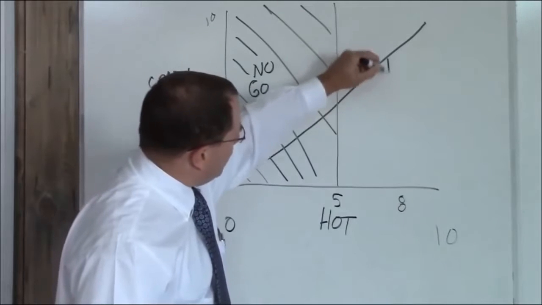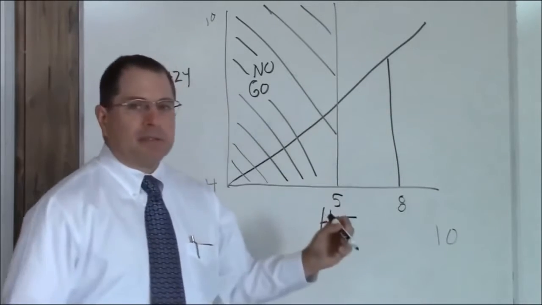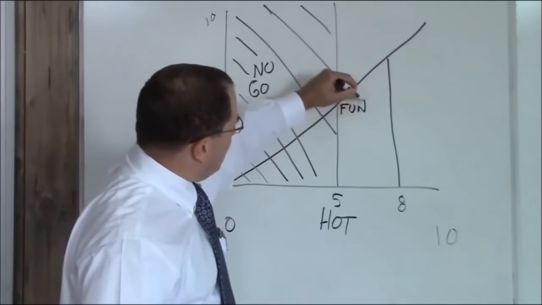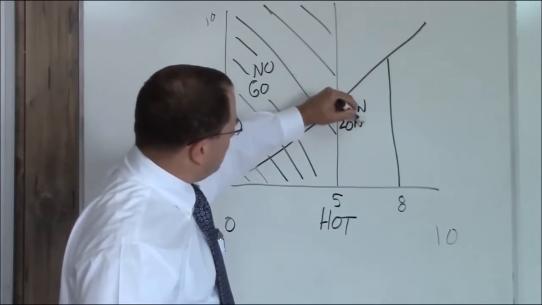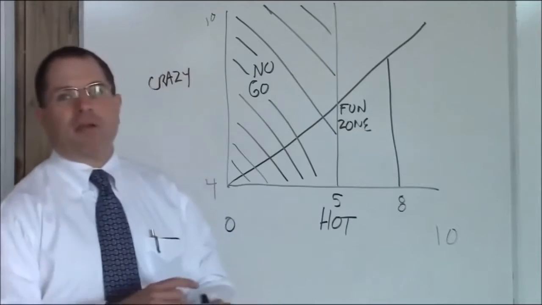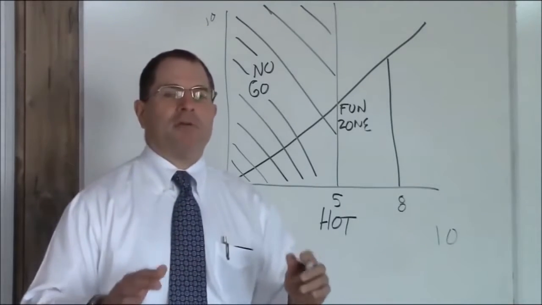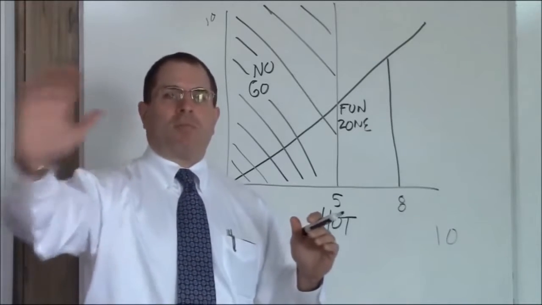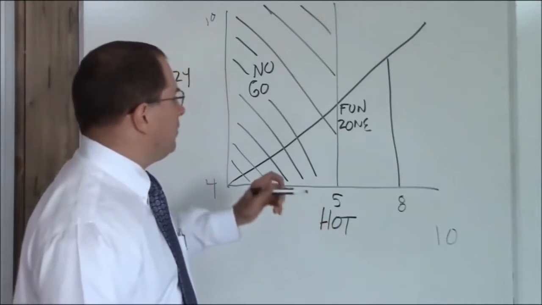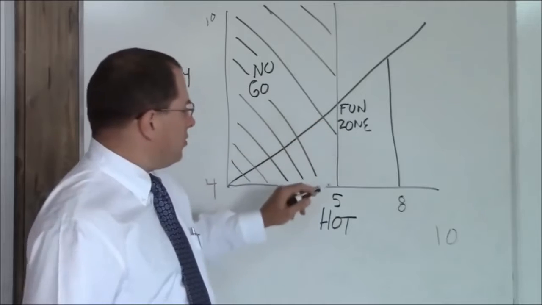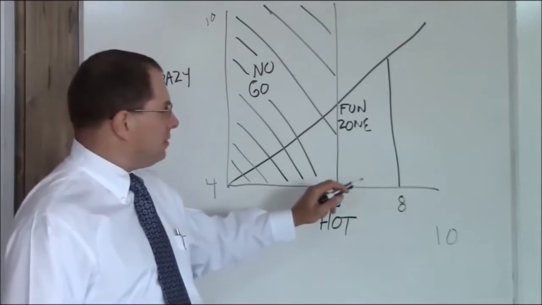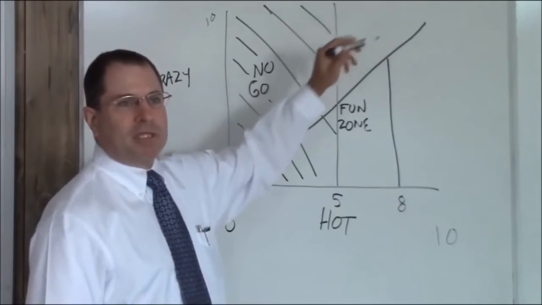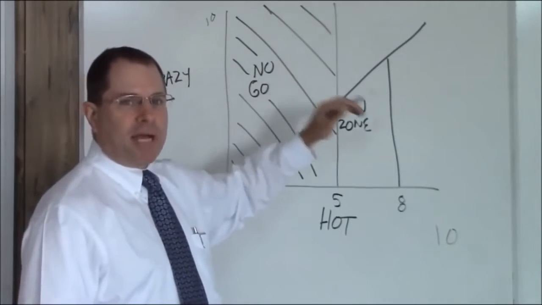All right. Above a 5 and to about an 8 and below the crazy line, this is your fun zone. You can hang out here and meet these girls and spend time with them. That's your fun zone, but keep in mind when you're in the fun zone, you want to move out of the fun zone to a more permanent location. Okay? So that's the fun zone: above a 5 hot, below an 8 hot, and below the crazy line. This means these are most of the time not crazy.